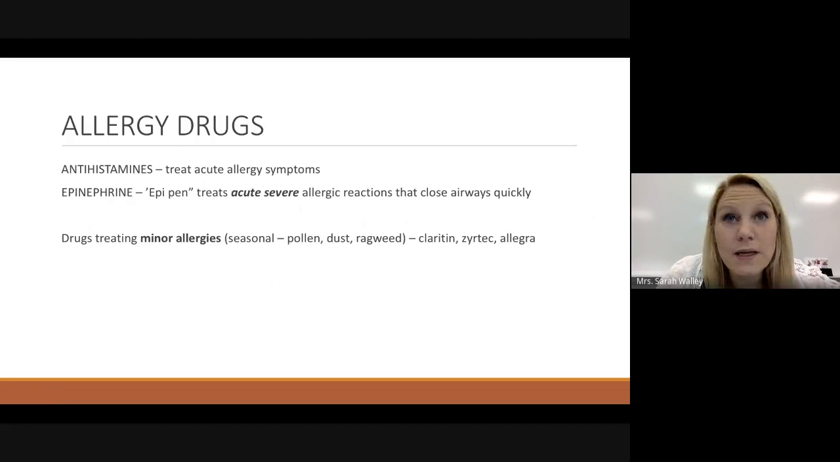Most schools have an EpiPen just in case something happens with kids. Sometimes someone can have an allergy to a food they didn't know about, or an allergy to a bee sting they didn't know about because they'd never been stung by a bee, and this happens and it's really scary. So this is one of those things that is a lifesaver, literally. And then drugs that treat minor allergies, seasonal, like pollen, dust, ragweed, would be Claritin, Zyrtec, and Allegra. All of those are antihistamines, and we'll talk about them, I think, in the next slide.